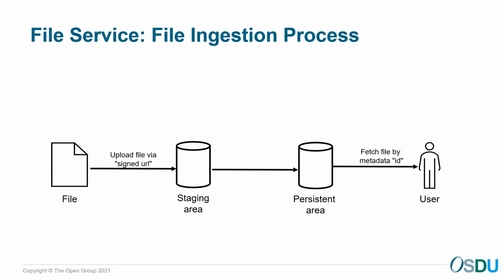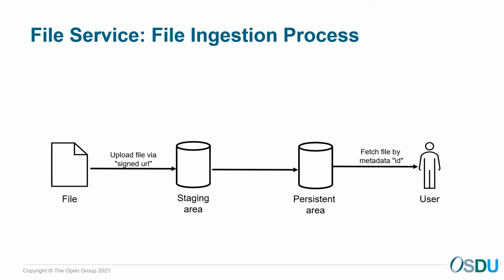To get a file from the system, this file should be stored in the file persistent area. Transferring a file to this area requires several actions. First, request the signed URL from the file service and then upload the file to the acquired URL. This request will upload the file to the staging area, so you don't have access to the file at this moment. Next, upload the file metadata via the file service. Metadata is linked with a specific file. When the record is created, the file service transfers the file to the persistent area.